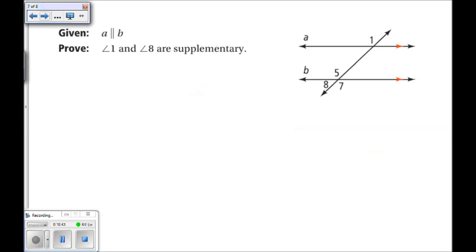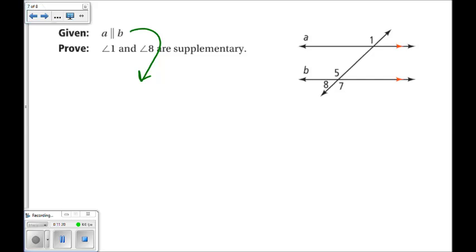Okay, the last proof is given that lines A and B are parallel, to prove that angles 1 and 8 are supplementary. So this is our starting point, and we're trying to get down to our prove statement. Now, this is not one of our 3 theorems and a postulate, so I'm going to assume that we've proven all the other theorems to be true. We can use any of them in this proof. Okay, we will start with lines A and B being parallel.